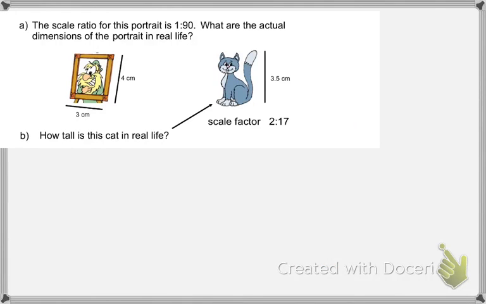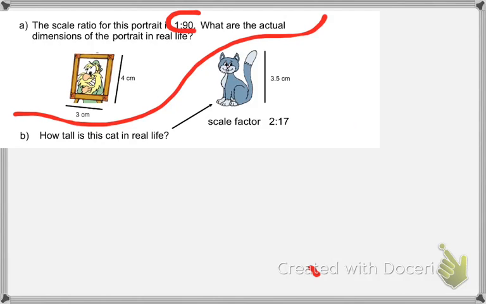In this question, we're going to do A. The scale ratio for this portrait is 1 to 90. Since they're not giving us centimeters and kilometers or any type of units, you assume that these are the same units. So 1 to 90, we're going to write it on top of each other as a fraction. Obviously, I did small over big.